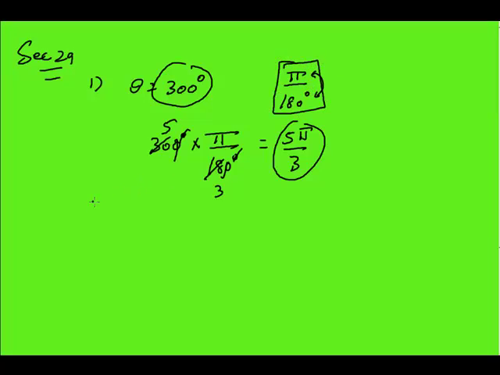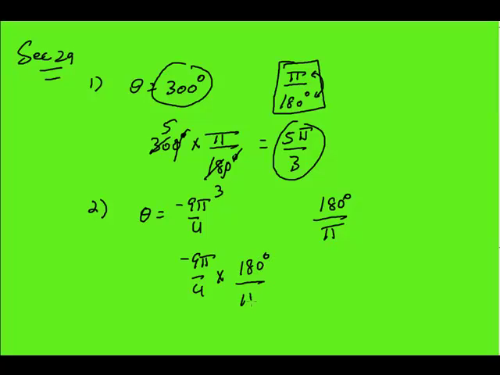Okay, the second thing is going the other way, changing from radians to degrees. So if theta is equal to negative 9 pi over 4, you're going to want to change that into degrees. I'm going to use this formula, 180 degrees over pi. The reason pi ends up on the bottom is because I need to cancel off the pi's. So I take negative 9 pi over 4, and then I multiply that by 180 degrees over pi.